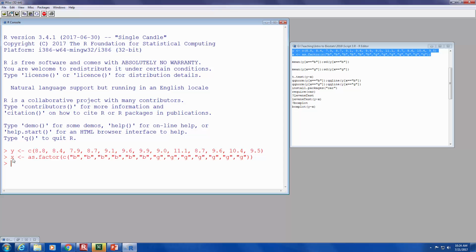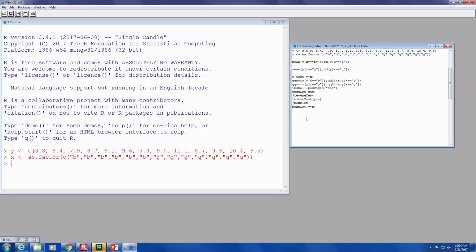Nope, hold on. I pulled up the wrong script. Yep, I did the wrong script. Sorry. This is the one sample T. Ignore that.